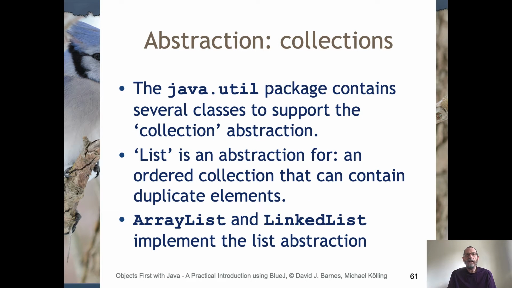So far we've met the ArrayList class from the java.util package, and that package contains several classes that support the collection abstraction. So the abstraction that we want to group together related objects in some way. And we've seen ArrayList so far. Well, list is an abstraction for an ordered collection that may contain duplicates. And in a future video, we'll look at an abstraction that does not allow duplicates to be stored, which we call a set.